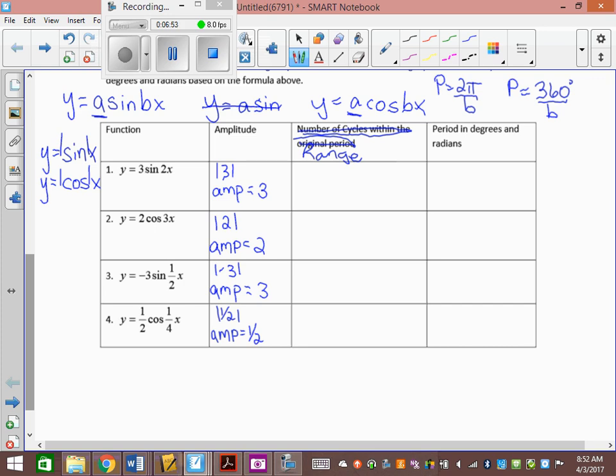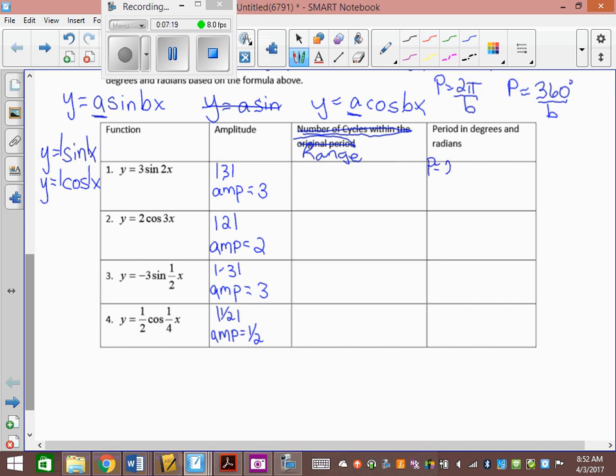And if your b value is zero, you would literally have a vertical line because you'd have no period. A vertical line is not a sine or a cos graph either. So your a value and your b value have to be one. Your c value and d value could be zero. Okay? Some people try and put zeros here. If they were zeros, they would go away. They wouldn't exist.